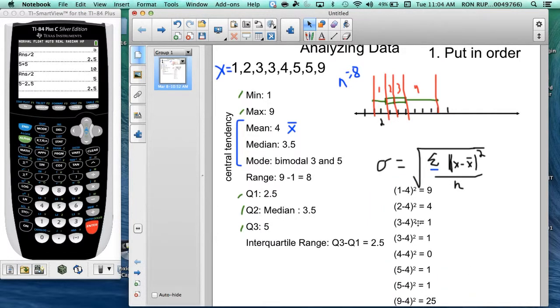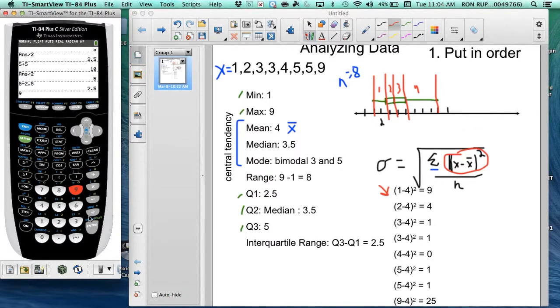So now, this is like the parenthesis part. That's what I've done here. I've taken all of my values and subtracted my mean from them and squared it. So now I need to add those all together, divide by 8, and take the square root of it. So if I do that real quick, I've got 9 plus 4 plus 1 plus 1 plus 0 plus 1 plus 1 plus 25.